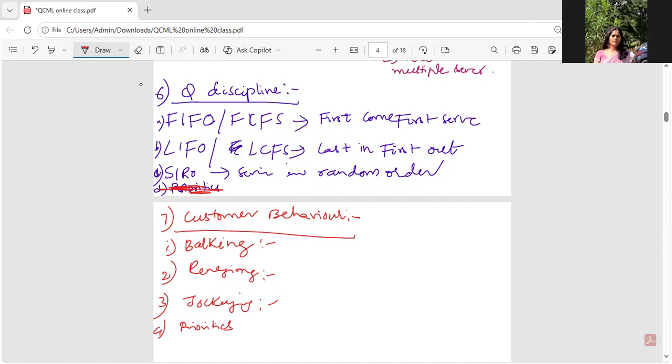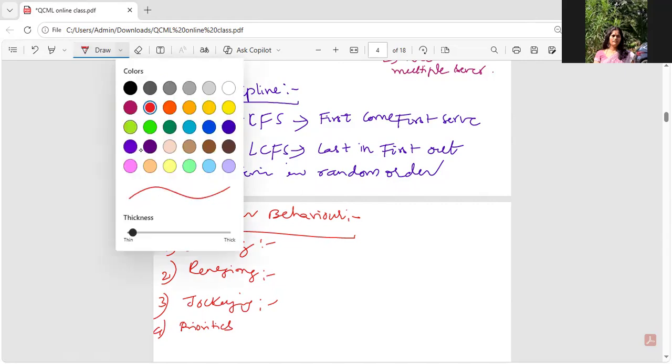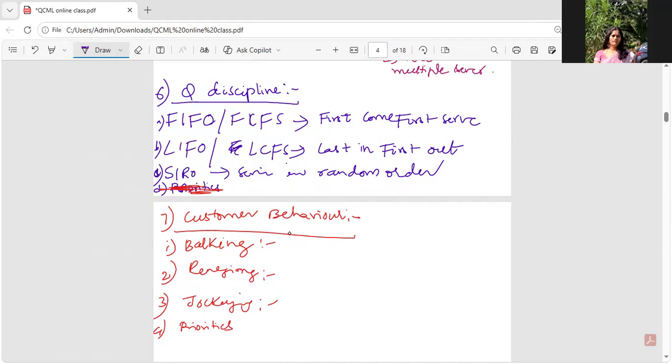Balking is nothing but looking at the size of the queue, the customer is hesitant and doesn't enter the queue. A customer does not enter the queue when the queue length is long. He has no patience to wait. That's called balking.